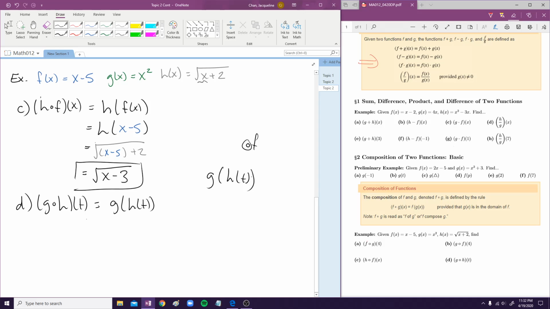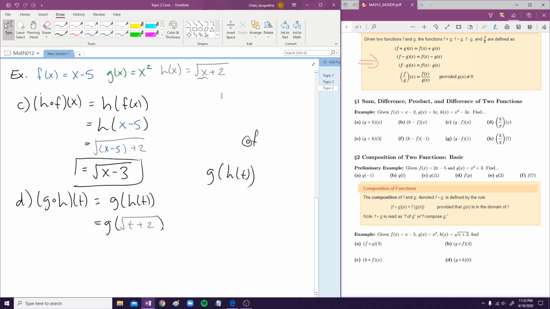So let's go back to our example. We have g of h of t. So what does that mean? I'm going to take this h, but I have a t. So wherever I see an x, I'm going to plug in t. So this is square root of t plus 2. Right? So now g of the square root of t plus 2. Wherever I see an x, I'm going to put in the square root of t plus 2. So what do I mean? This is going to be square root of t plus 2, squared.